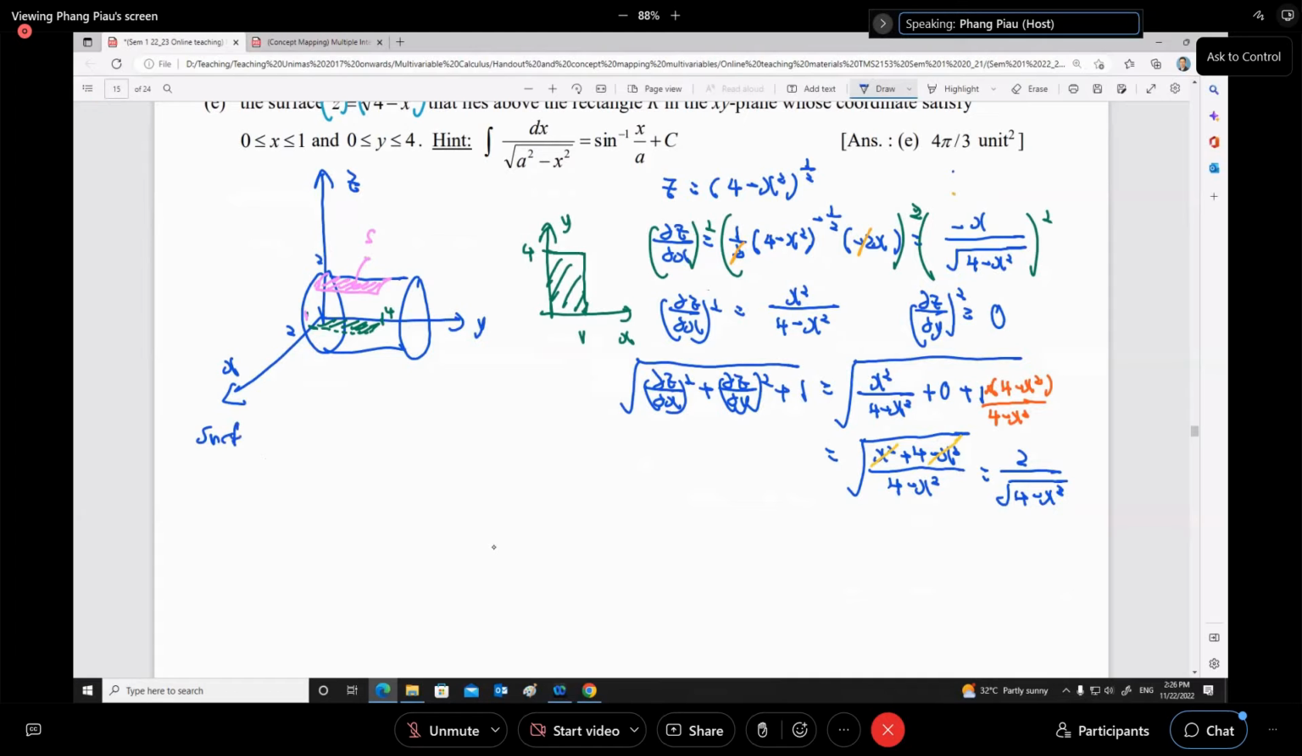So the surface area is given by this integral. In this case, we will go for x first. X is from 0 to 1. You know that you should go for x first and y later, because you don't see any y here. So here you have 2 over square root of 4 minus x power 2 dx dy. Remember, we use dx dy even though this is a cylinder, a circular region, because the projection region is a square, so we use rectangular coordinates.